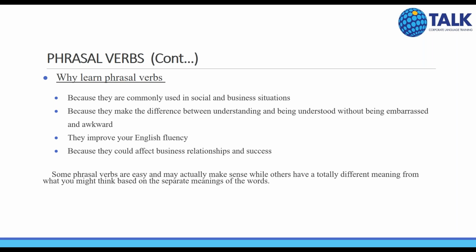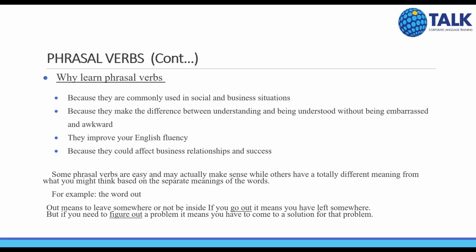For example, the word out. Out means to leave somewhere or not be inside. If you go out, it means you've left somewhere. But if you need to figure out a problem, it means you have to come up with a solution. So the word out actually formed a phrasal verb with another verb other than go. So that's one of the things that can make it somewhat confusing.